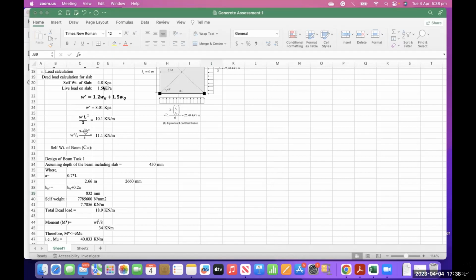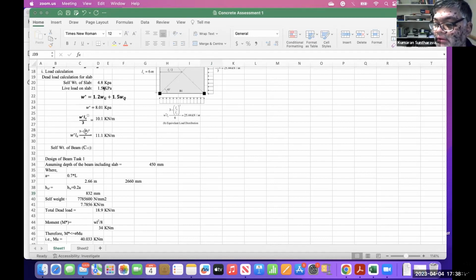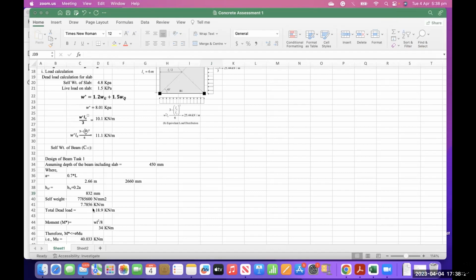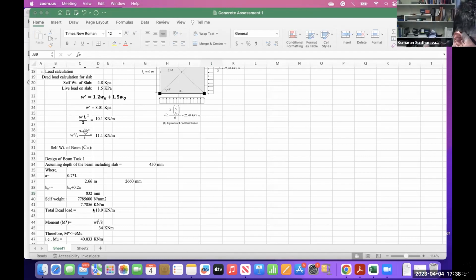So what about the other one, tiles and others? That one is the superimposed load. Yeah, you need to add that one, isn't it? So the dead load on the slab is equal to the self height of the slab plus all the superimposed dead load. So that will be transferred. Transfer the slab dead load separately, live load separately.